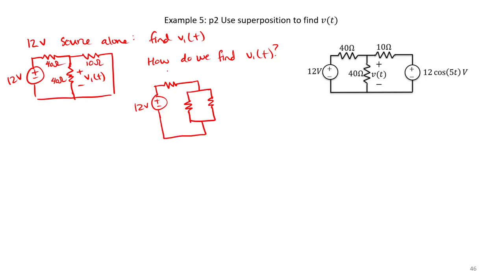Notice I can draw this same circuit like this. And I know that my voltage across both of these resistors must be the same because the 40 ohm and 10 ohm resistors are in parallel when the other source is replaced with a short.